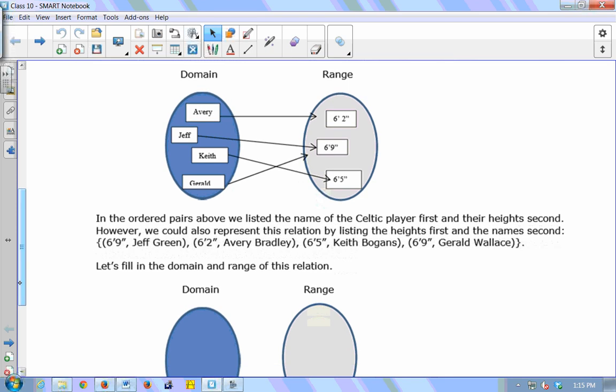So this is just sort of like a little graphical picture. We have a domain, the set of names, the 4 Celtics players, and the range, the set of heights. And then I just drew arrows to say what goes with what, right? So Avery is 6 feet 2 inches. Jeff is 6 feet 9 inches. Gerald 6 feet 9 inches, and Keith 6 feet 5 inches. So it's just another graphical way of looking at a set of ordered pairs.